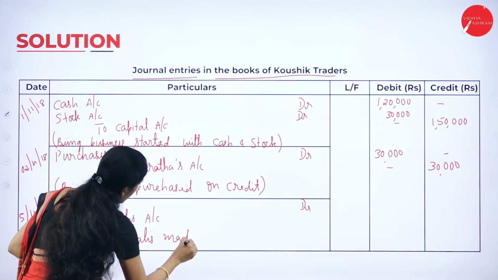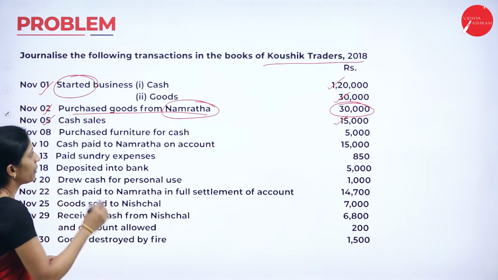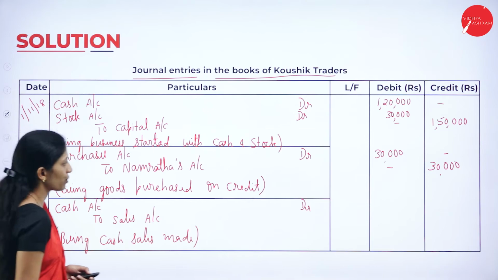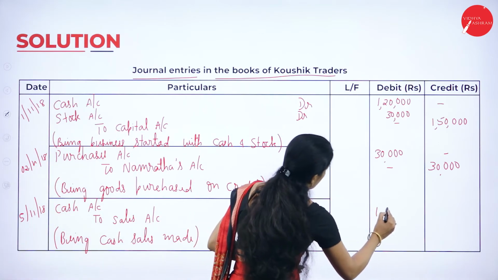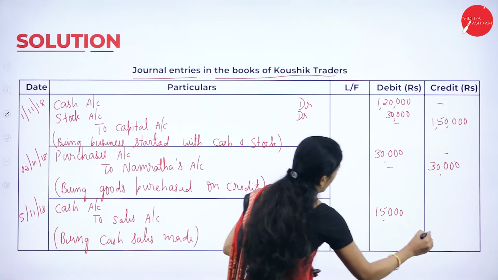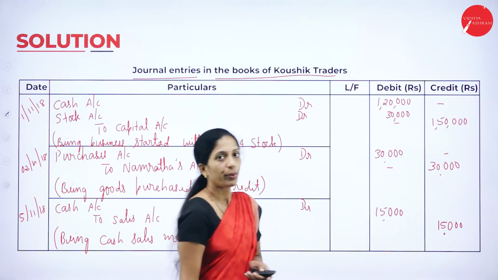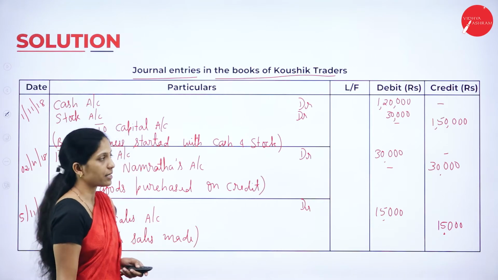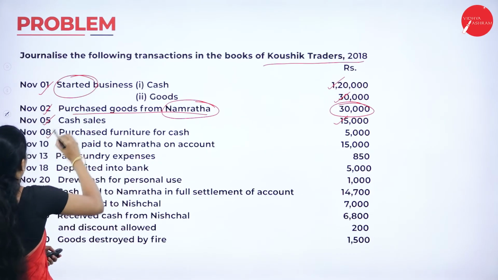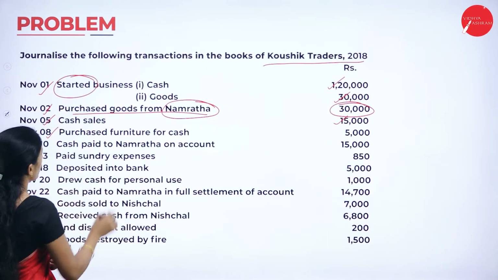Being cash sales made. So what is the amount? It is 15,000. 15,000 in the debit side and 15,000 in the credit side. So hope you are clear with all the three entries. Now coming to the next one, November 8th, purchase furniture for cash.